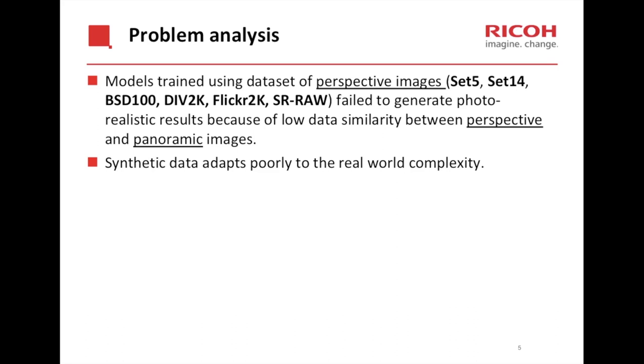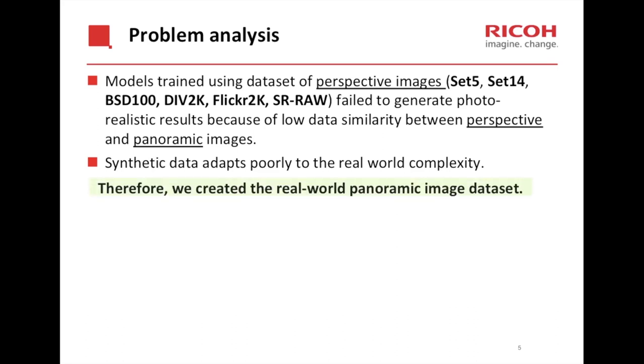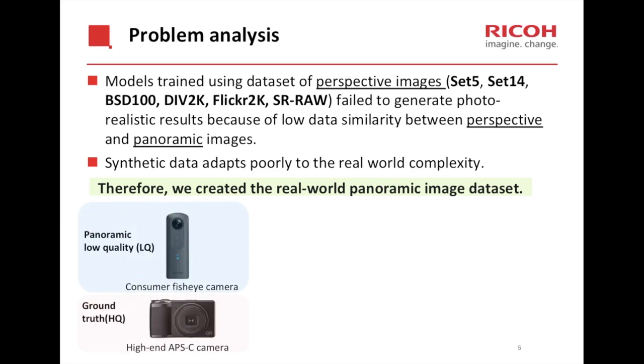Therefore, we created a real-world panoramic image dataset. We used a consumer fisheye camera to capture the low-quality images and a high-end APS-C camera to capture the ground truth high-quality images. A self-designed camera rig is used to reduce parallax between the two cameras.